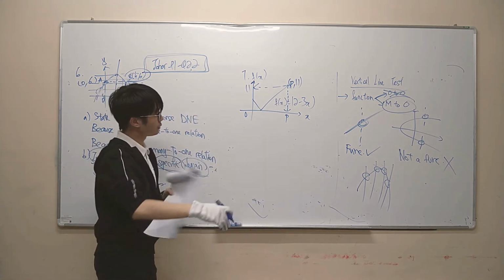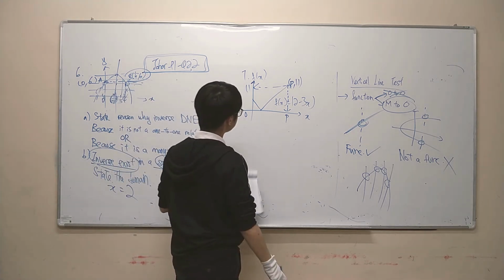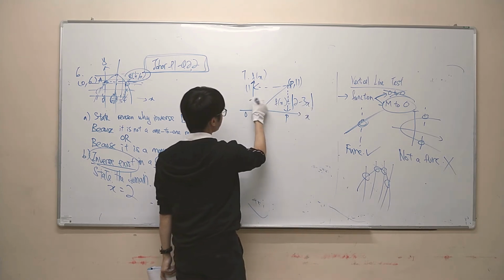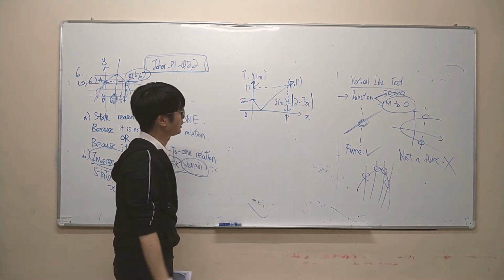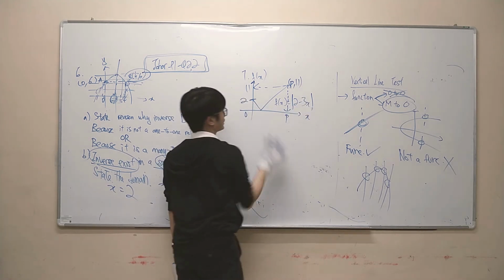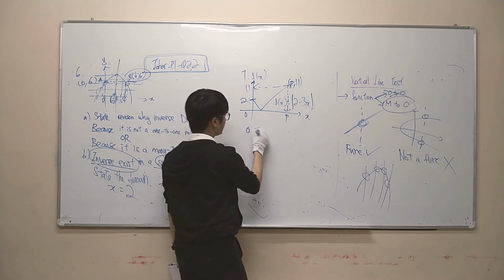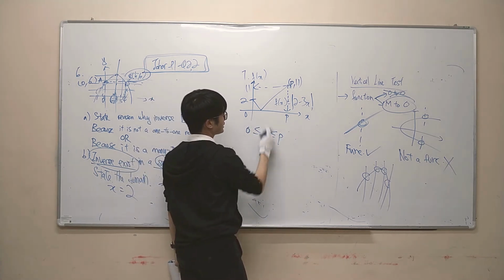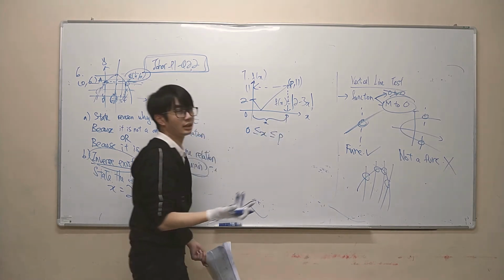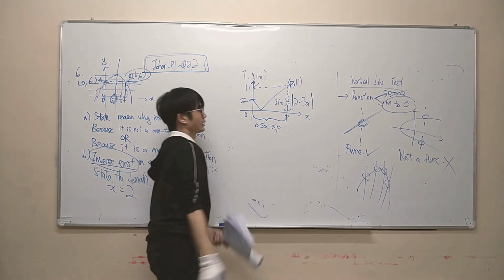Agree? And then what else can you find? They say that this is modulus of 2 minus 3x. So actually you can find out here is 2, because when you substitute x equals 0, the y-intercept is 2. That's how I know. And then what else? They say the range is 0 until p, which means the x-axis is 0 until p. So this is the range of x. I will write 0 ≤ x ≤ p.